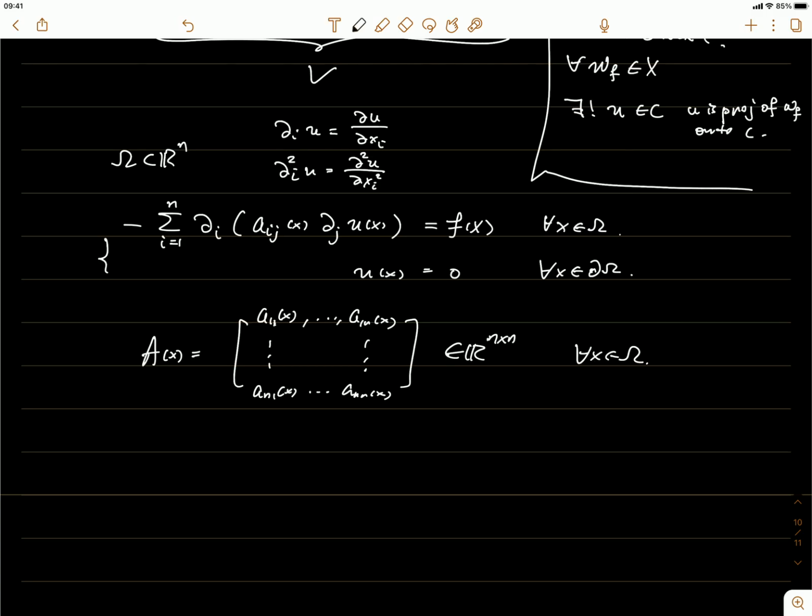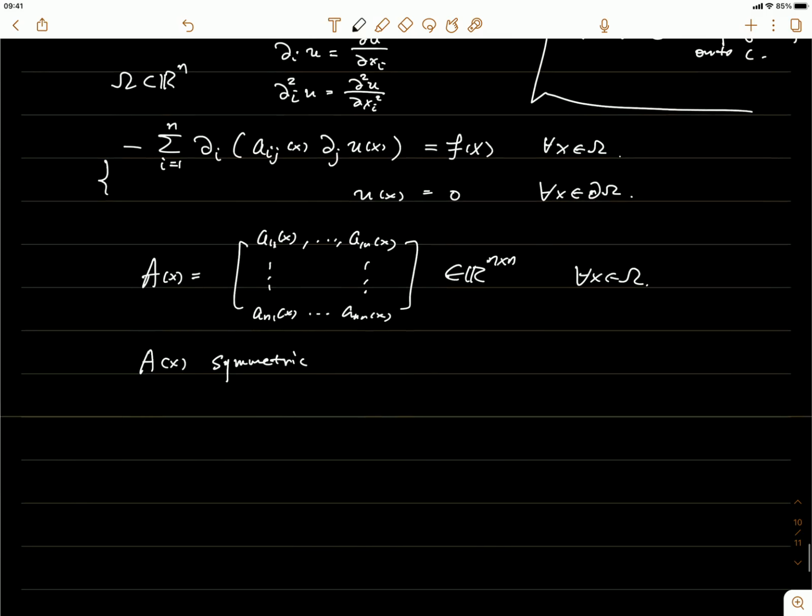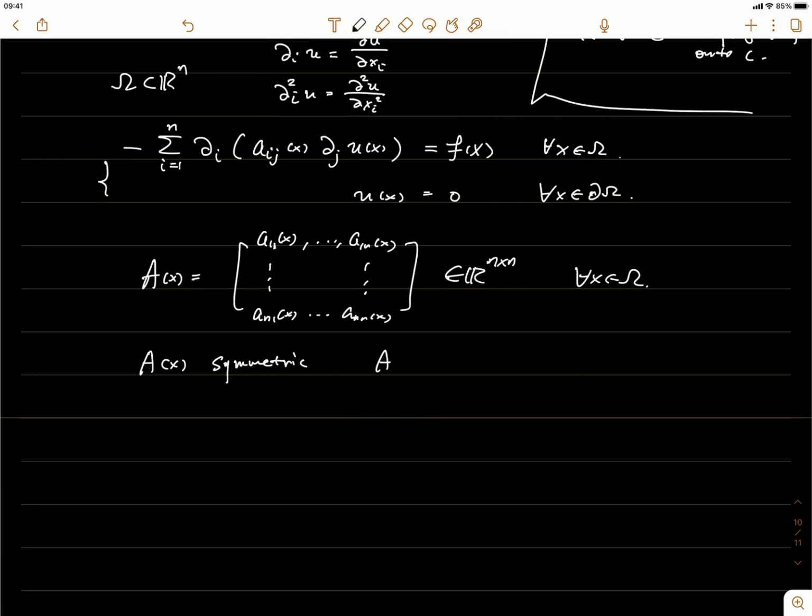Okay, and I'll also assume this A, for every x, is symmetric. It's a symmetric matrix and positive definite. And this is not just positive, it's actually required to be greater than or equal to this. Okay, I hope you understand this.